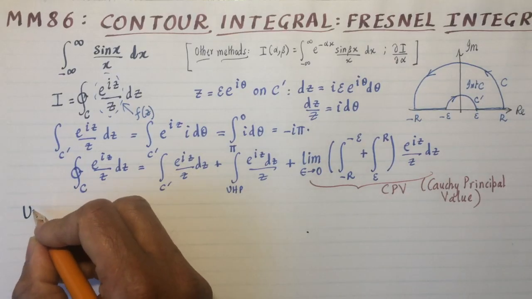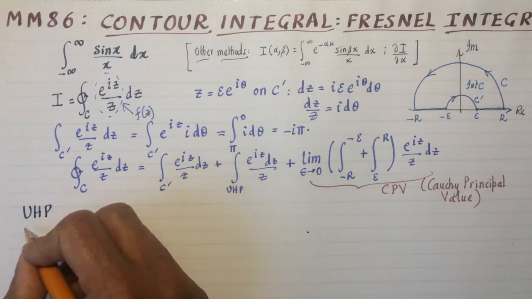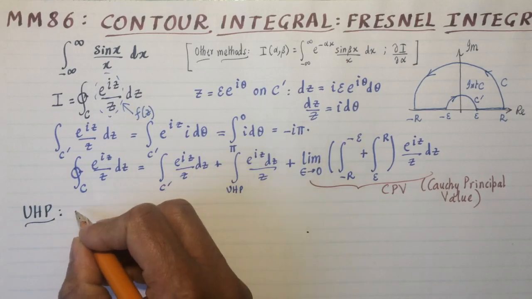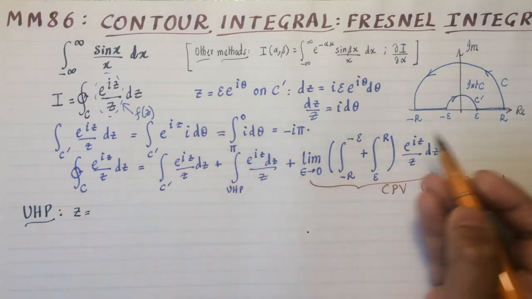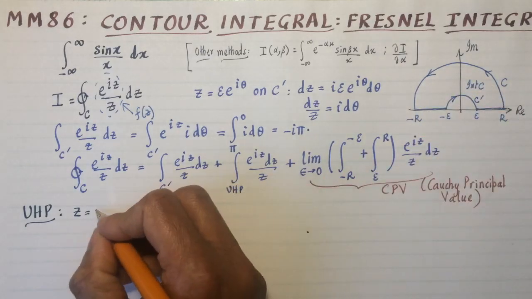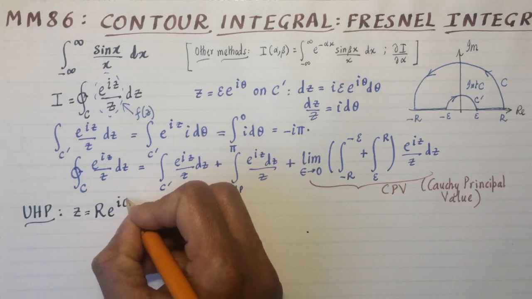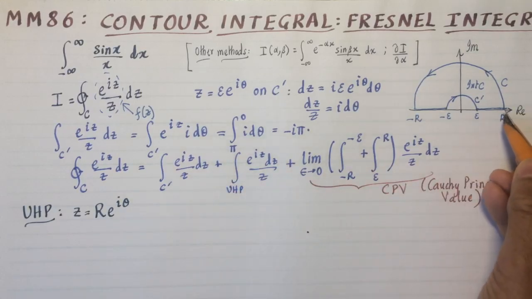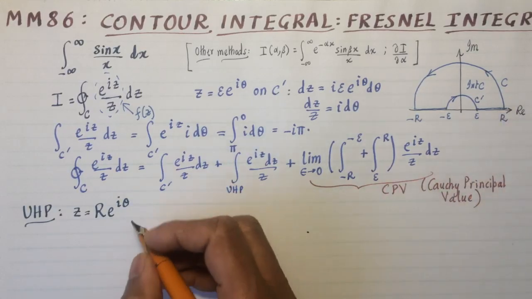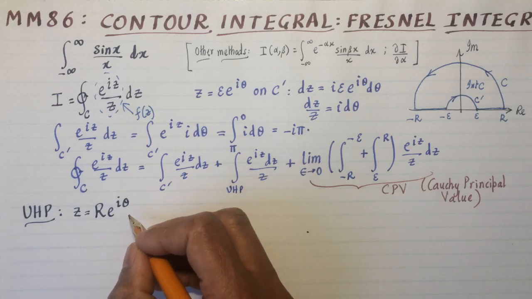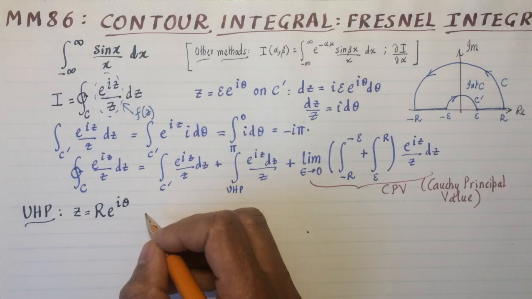So let's do the upper half plane argument. Now we're going to parameterize the contour on the upper half plane by another complex number parameterization, z equals r e to the I theta. That's appropriate since the radius is r. So dz is going to be i r e to the I theta d theta, and so on.